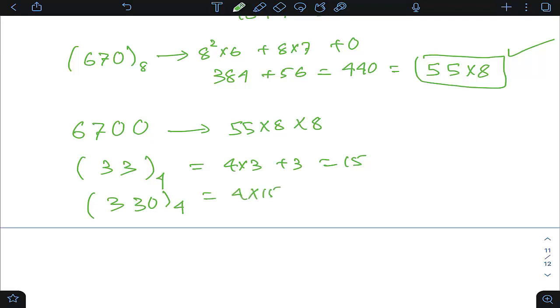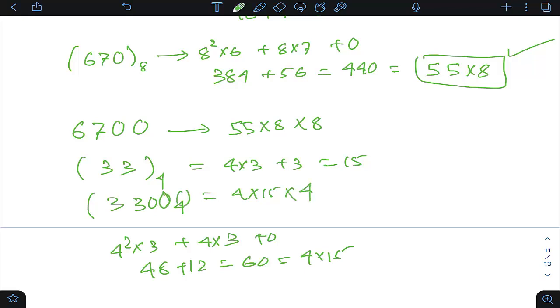So you see, that is 4 square into 3 plus 4 into 3 plus 0. 4 square is 16. 16 into 3 is 48 plus 12. So this is coming 60, which is 4 into 15. You put one more 0, so this will be multiplied by 4. You put one more 0, it will be again multiplied by 4.